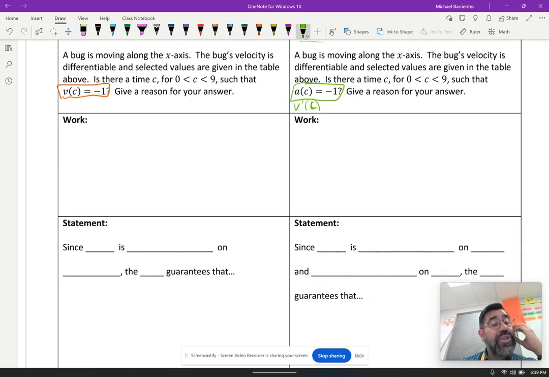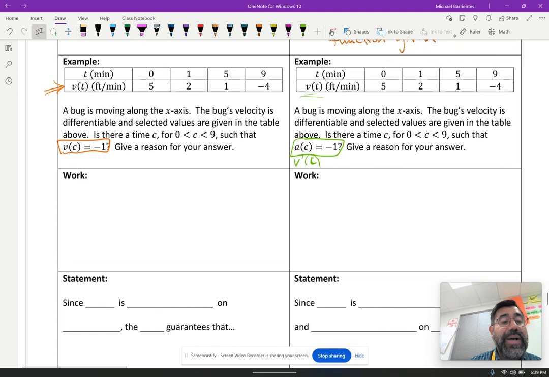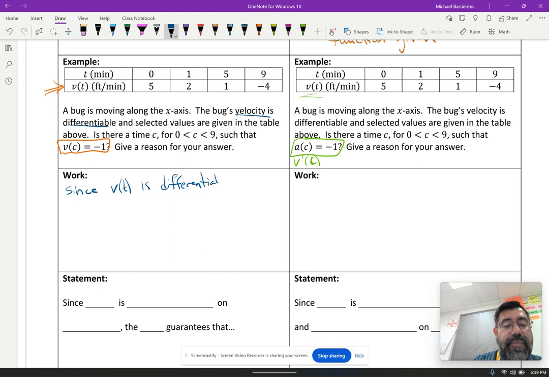So in terms of the work that we need to show, for the intermediate value theorem, what they tell us in the problem here is that the velocity is differentiable. So you can say, since v of t is differentiable, then v of t is continuous. You have to be explicit about what you know about the relationship between differentiability and continuity.